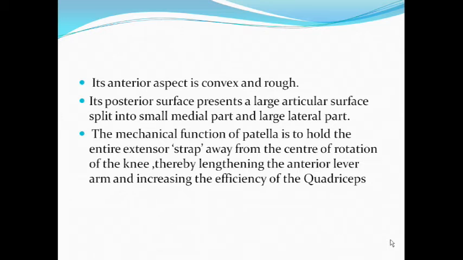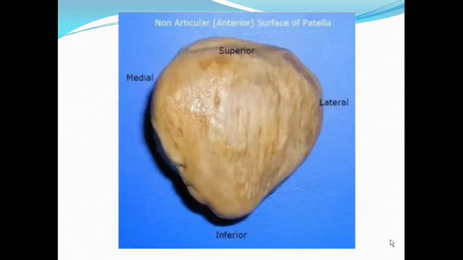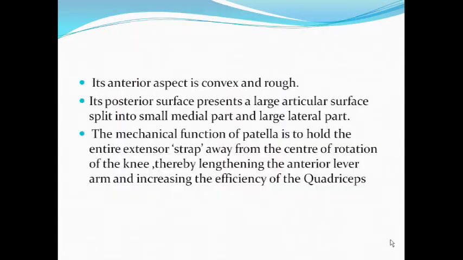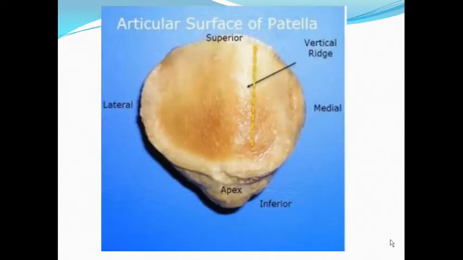So about its anatomy, its anterior aspect is convex and rough. So this is the anterior surface of patella. It is convex and it is rough. Its posterior surface presents as a large articular surface split into small medial part and large lateral part. So this is the posterior part or the articular surface of patella. So there is small medial part and the lateral part is larger, and both are separated by a ridge. You can call it vertical ridge.